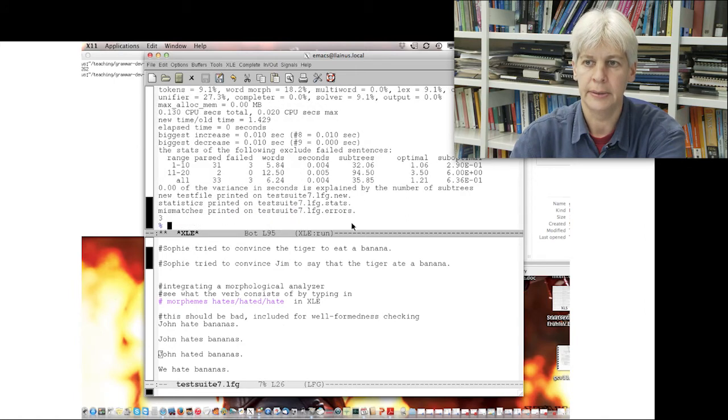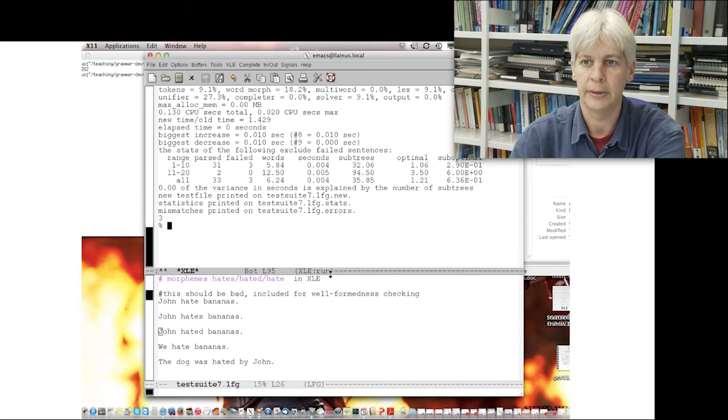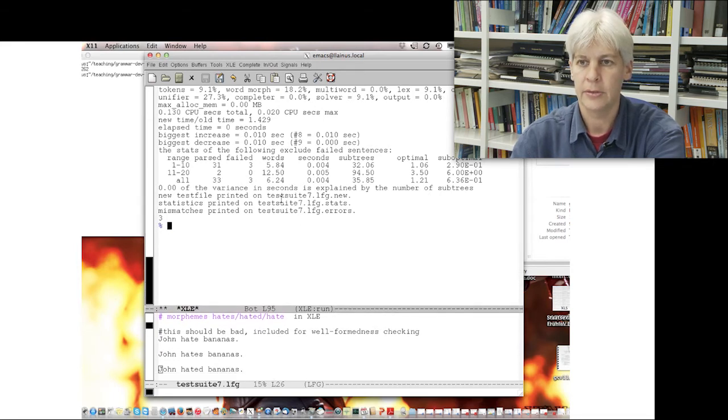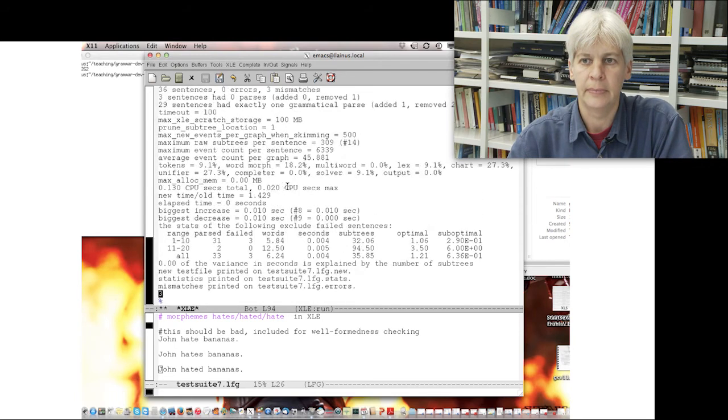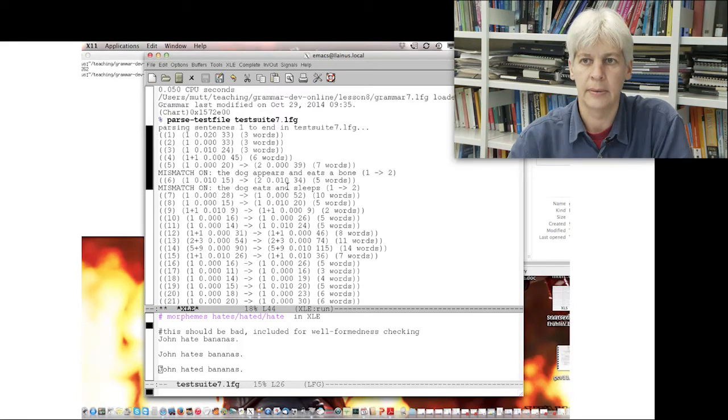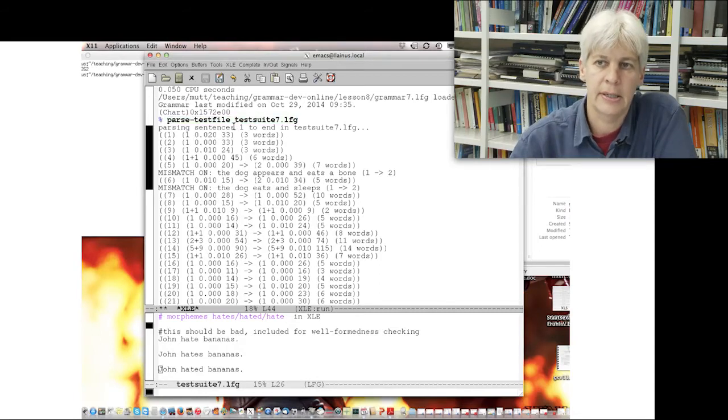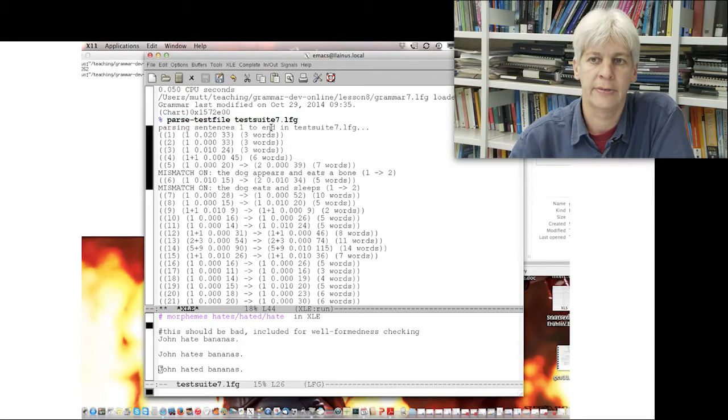And what we get here, I'll make it a little bit bigger, is a bunch of statistics. So let's look at them. Let's scroll back to see where it started. Here's parse test file test suite 7.lfg. It says parsing sentences 1 to end, and it goes through each sentence. For sentence 1 it says 3 words, got 1 parse, all fine. But then on sentence number 5, we get a mismatch.